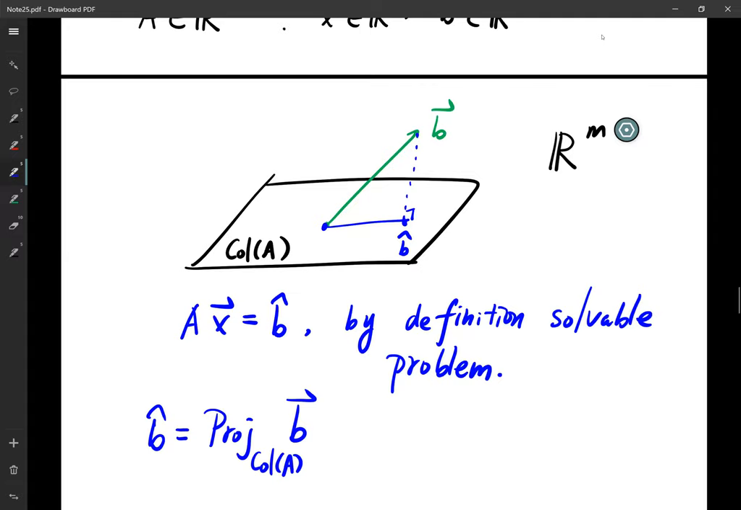So what I want to do is to project this vector to the column space. Because it's in the column space, I can find X. All the vectors in the column space of A can be written in the form AX, A times X. So there must exist at least one X such that AX equals B hat. If all the columns of A are linearly independent, the solution is even unique. Is there any question?